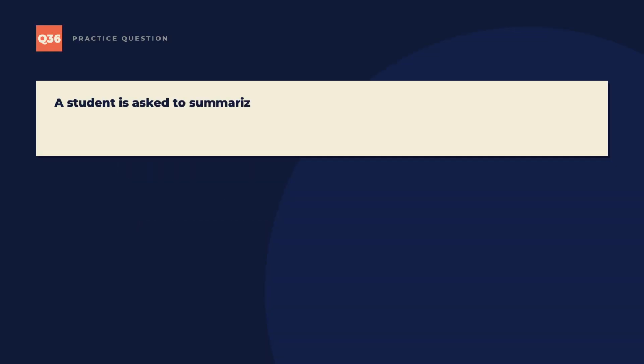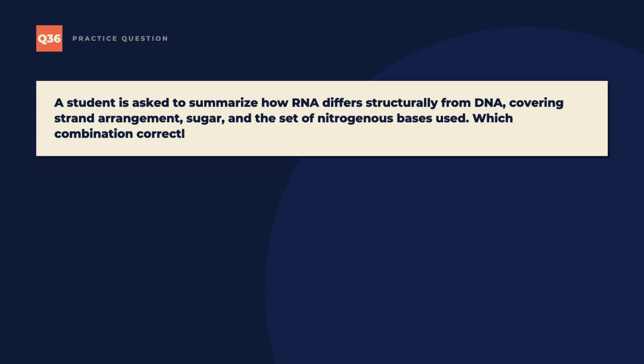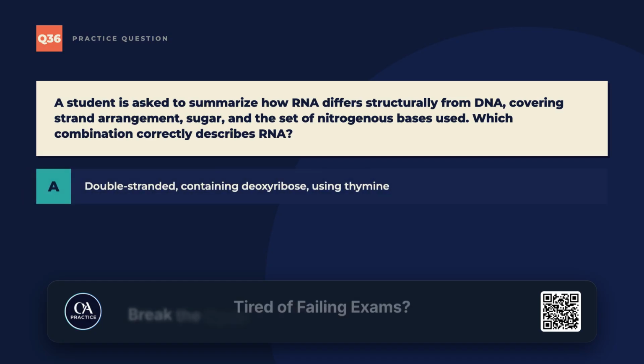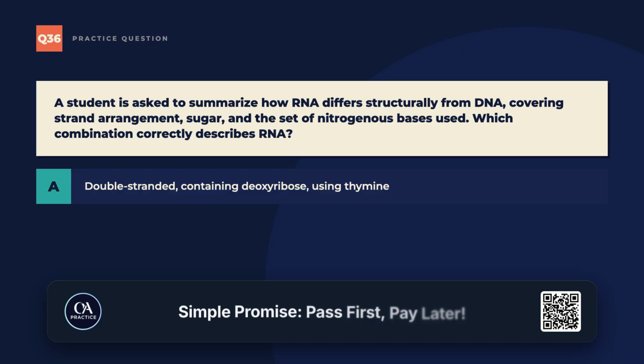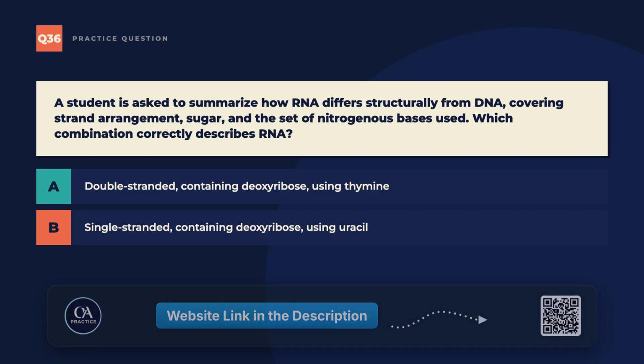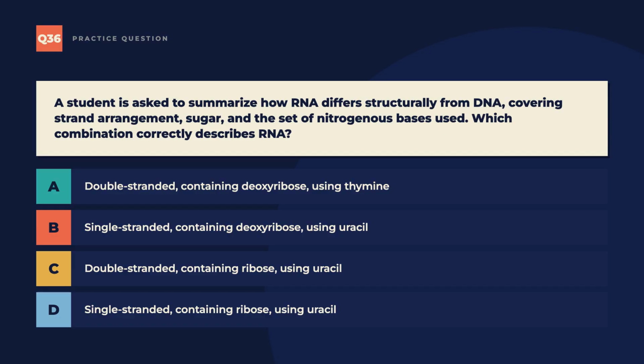Question 36. A student is asked to summarize how RNA differs structurally from DNA, covering strand arrangement, sugar, and the set of nitrogenous bases used. Which combination correctly describes RNA? Your options are A. Double-stranded, containing deoxyribose using thymine. B. Single-stranded, containing deoxyribose using uracil. C. Double-stranded, containing ribose using uracil. D. Single-stranded, containing ribose using uracil. What's your answer? Commit to one before I continue.